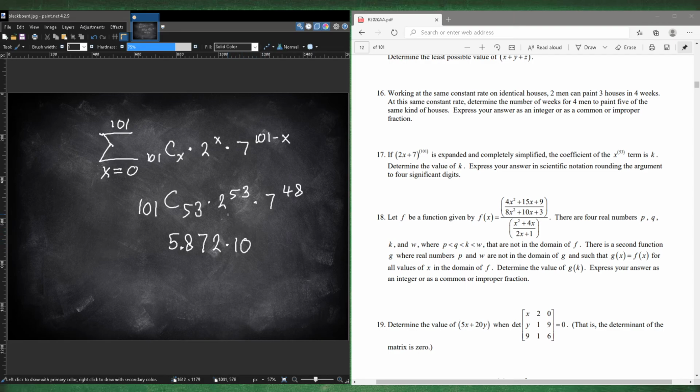And all you have to do is, whatever comes out of your calculator, take the log base 10 of that number. That number would come out as 85 point something, 85.7687, etc. So you only need the integer part, so it's just 85. And that is going to be your answer for number 17.